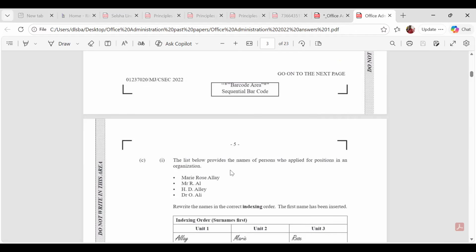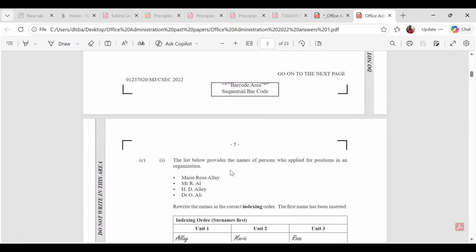How would Mr. R. Ali be filed? You will leave out the Mr. You'll put Ali and then R. R is the first name. So Ali, then R.